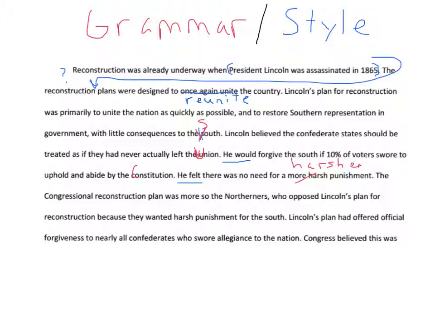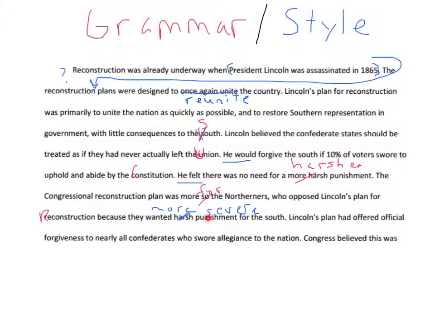The Congressional Reconstruction Plan was more so the Northerners who opposed Lincoln's plan for Reconstruction because they won. So that's a little bit confusing. I think what it means to be was more for the Northerners. The Congressional Reconstruction Plan was more for the Northerners who opposed Lincoln's plan for Reconstruction because they wanted harsh punishment for the South. Let's actually change this. We'll just make it more severe. So that way we're not repeating harsh and harsh.